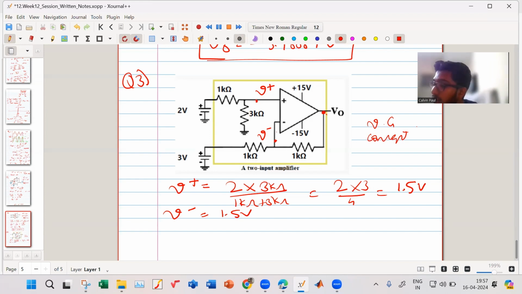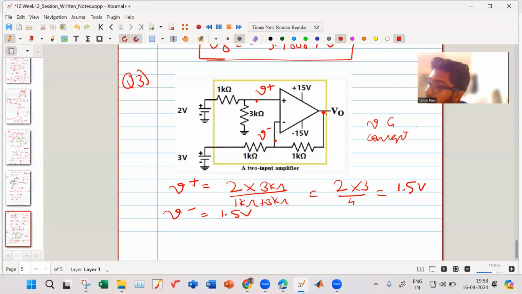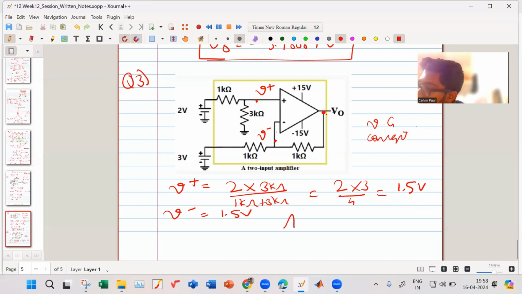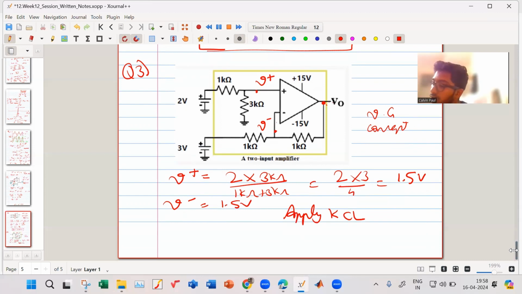Okay. So do you mean potential divider? Over here you cannot apply potential divider, right? Because the V out is on ground. Yes, sir. Okay. So what do you apply? You apply KCL. So when you apply KCL, what do you do?